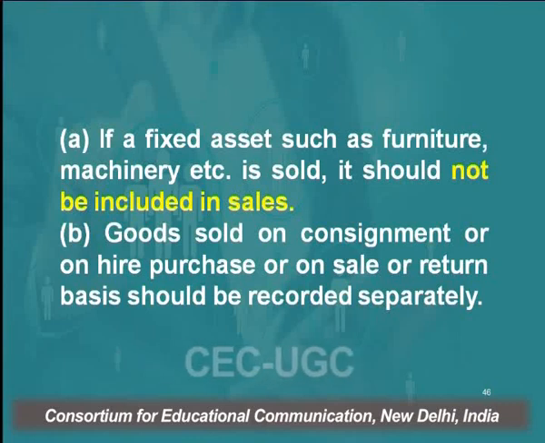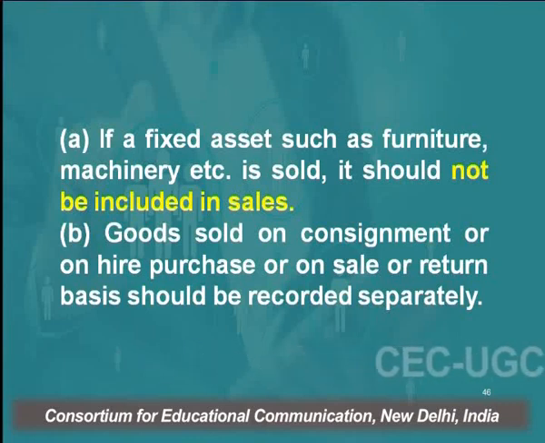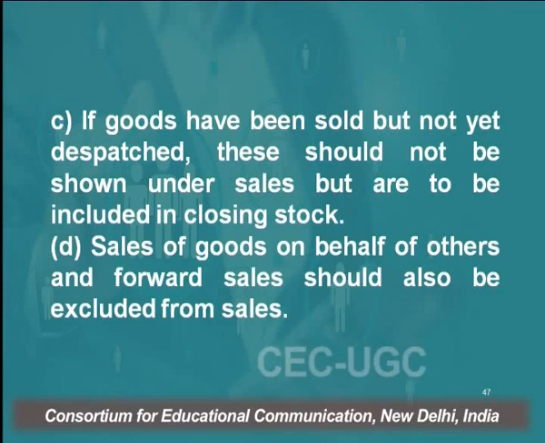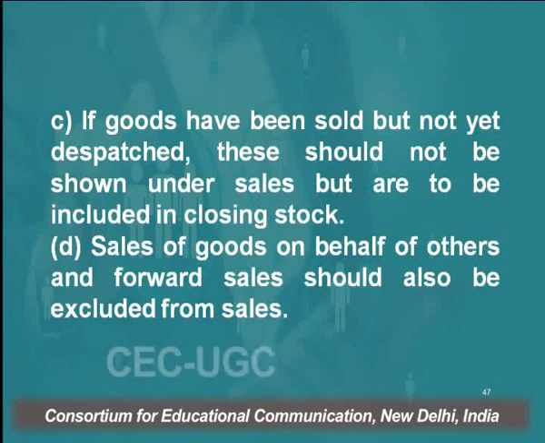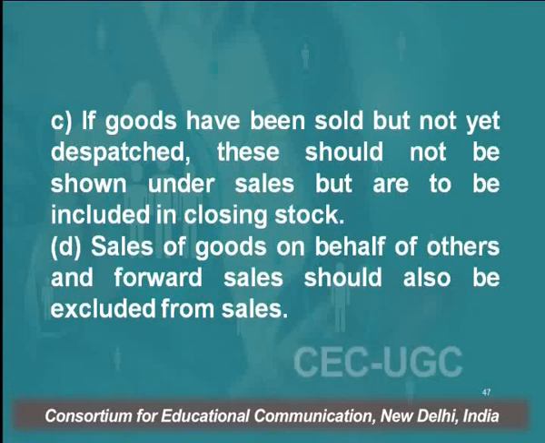If we have sold any fixed asset, that cannot be treated as a sale. The next item is goods sold on consignment or on hire purchase or on a sale or return basis should be recorded separately. If we have sold some goods on a consignment basis, that cannot be considered as a sale, so that should not be included in the sales. If goods have been sold but not yet dispatched, these should not be shown under the sales but are to be included in closing stock. Sales of goods on behalf of others and forwarded sales should also be excluded from sales. So these items you need to consider while calculating sales.